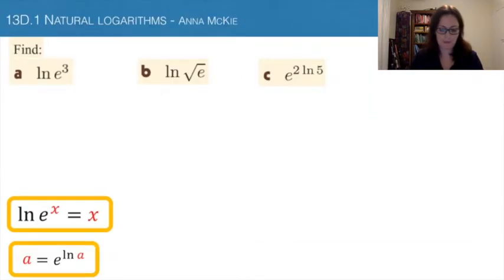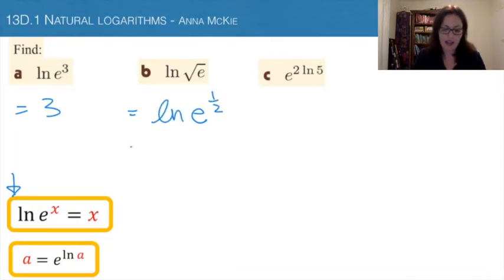There we go. Doing 3 examples. The first one, which rule does it match? It matches this first rule. We have log in base e of e to the power of 3, so the answer to that is 3. No other working out needed. Next, ln of the square root of e. We have to think about what power of e that is. It's e to the power of half, and therefore ln of e to the half, and the answer to that is a half.